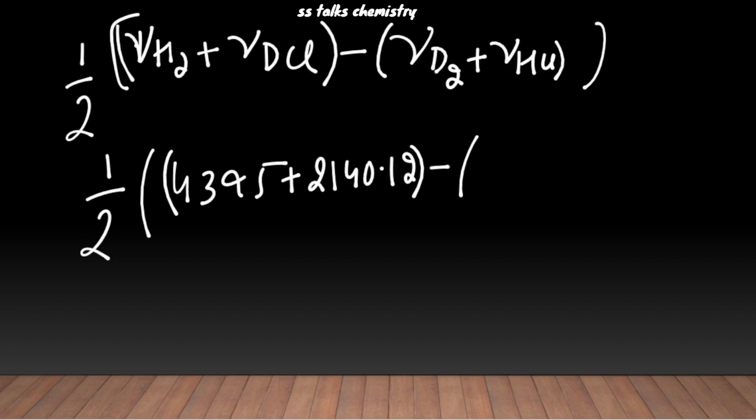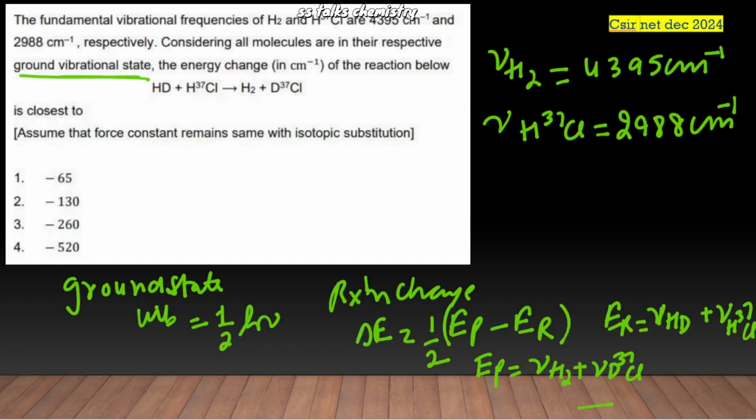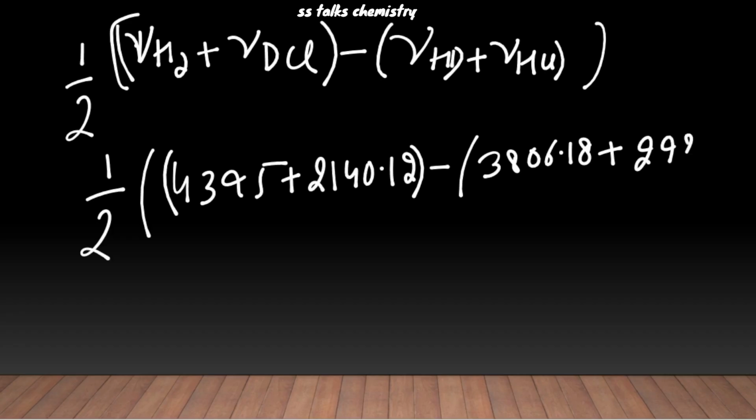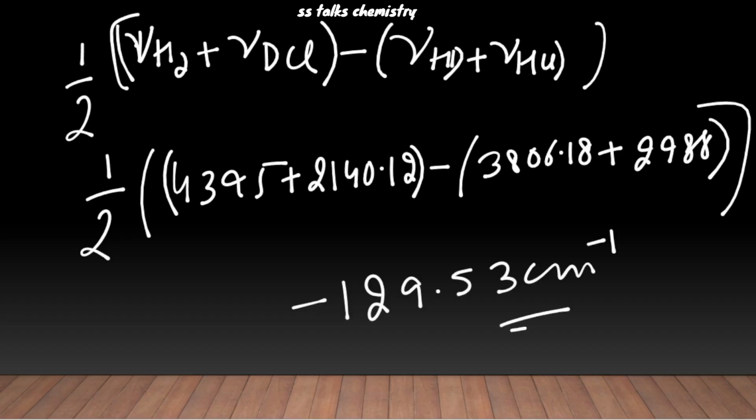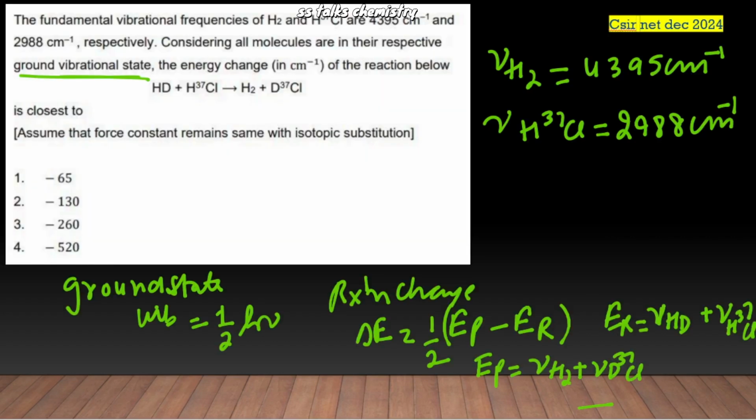Sorry, not for the D2, it was the HD. For the HD we have found 3806.18, plus for the HCl the value was 2988. So just solve this and get your value, which is going to be minus 129.53 centimeter inverse. This is going to be the energy change. Okay, so minus 129.5 is close to minus 130. Option B becomes the right answer.